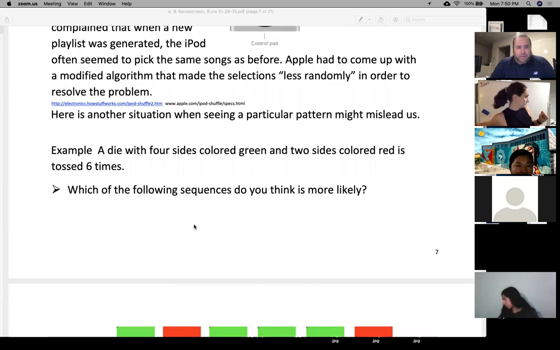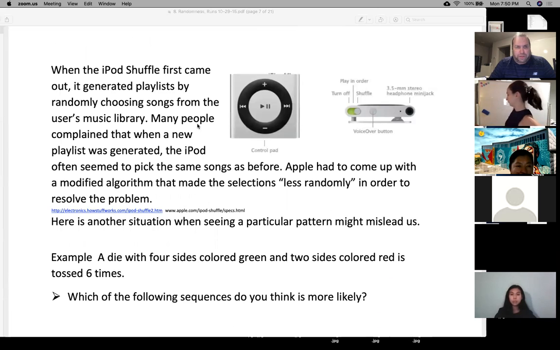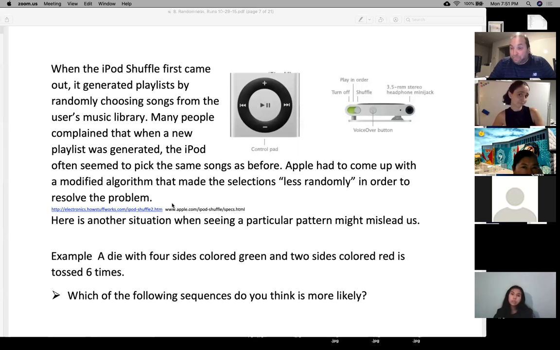Okay. So then it says, when the iPod Shuffle first came out, it generated playlists by randomly choosing songs from the user's music library. Many people complained that when a new playlist was generated, the iPod often seemed to pick the same songs as before. So Apple had to come up with a modified algorithm that made the selections less random in order to resolve the problem. In other words, the issue is that if it was truly random, then you should expect to hear the same song 2 or 3 times in a row every now and again.